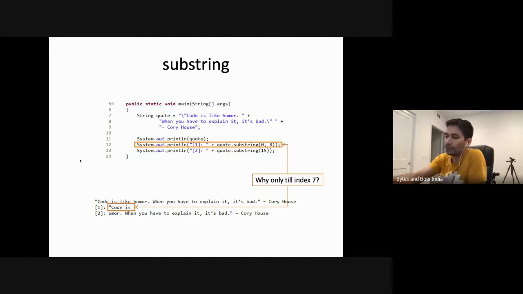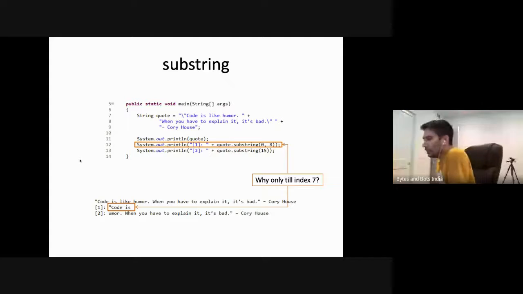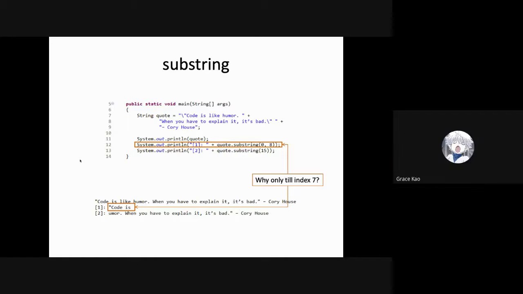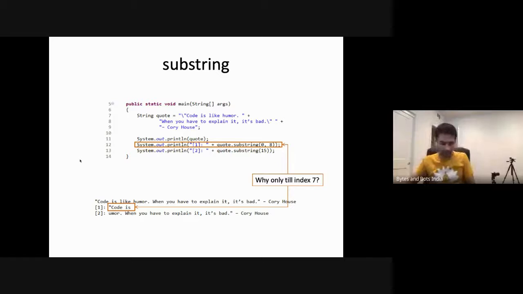If you look at this, double quote is index 0, C is 1, O is 2, D is 3, E is 4. Then there's a white space which is 5, I is 6, and S is 7. So why is that?